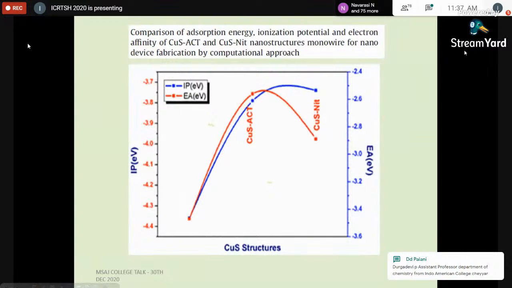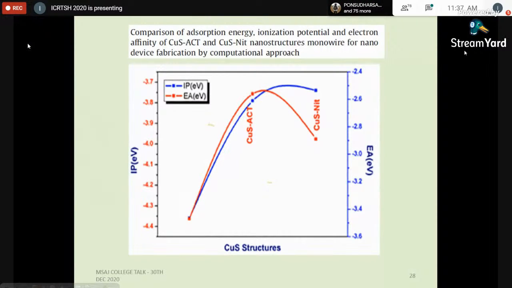Yeah, this is the main paper published in Elsevier. What we have done is, generally they use the macro scale for theoretical calculation using software and experimental calculation for laboratory purposes. They convert the macro, breaking into small pieces in nano, for a comparative output. Here, the CuS ACT and CuS NIT nanostructures of monowire, using a computational approach, using software directly. There we are comparing the ionization potential and the EA, electron affinity maps.